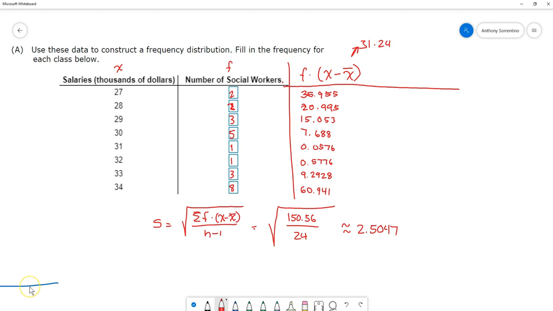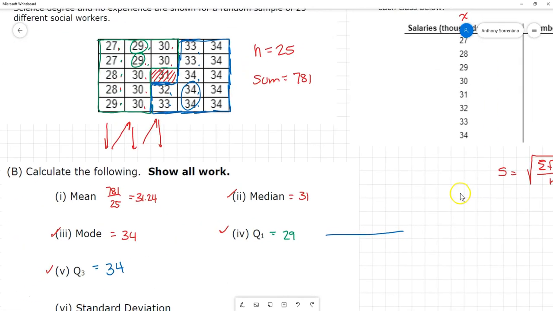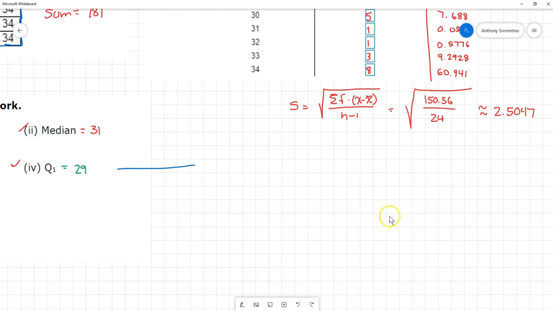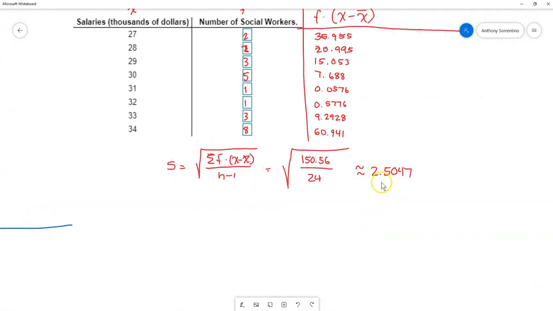So on average, and that's in thousands, so when I look at these values here and recognizing that all these values that were reported here are in thousands. So the mean salary is 31,240, the median is 31,000, the mode is 34,000, Q1 is 29,000, Q3 is 34,000, and the standard deviation is about 2,504.7. So, in the relative scheme of things, it's a pretty small standard deviation in comparison to the actual salaries. So that's how you do it in this instance.